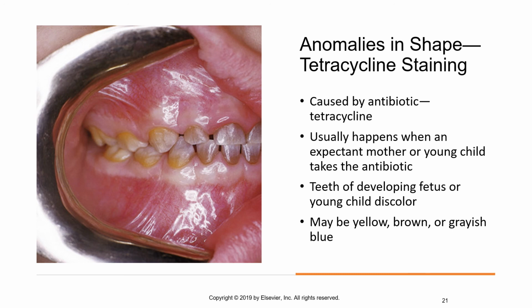So primary, permanent. All right, teeth of developing fetus or young child, and this can be yellow, brown, or grayish blue. Okay, so you can kind of see the different colors in this tooth versus this one, and I'm not sure if it's the angle of the radiograph, but usually I see kind of the brownish or the grayish blue hue to the teeth.